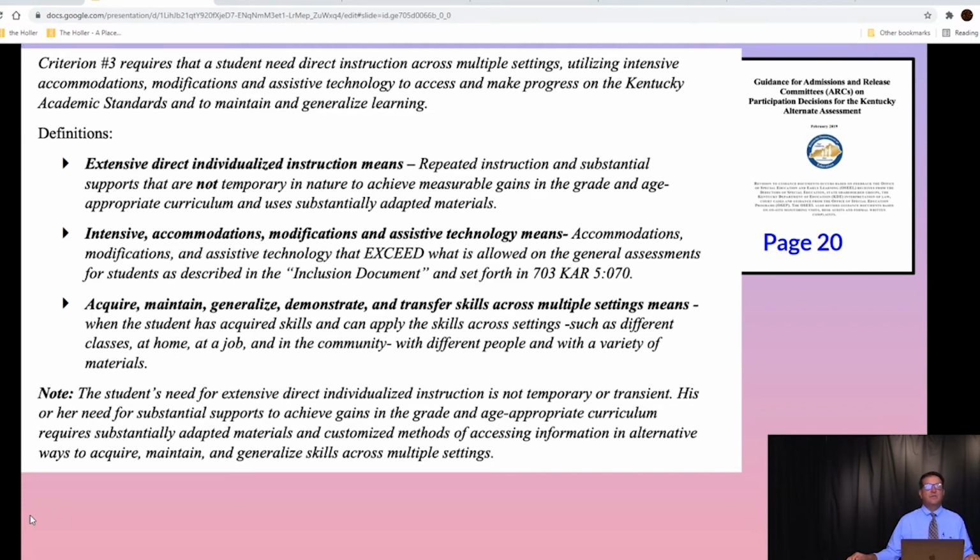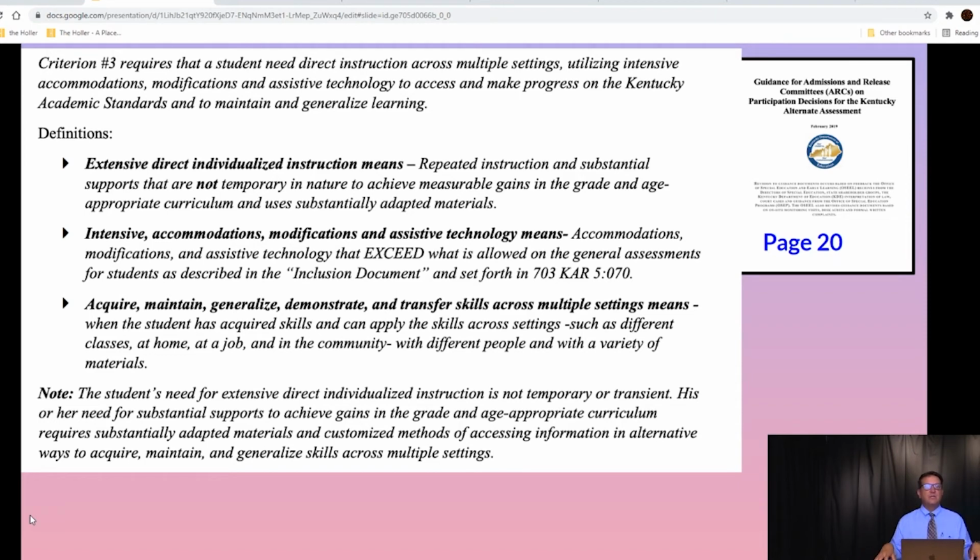Is there intensive accommodations, modifications, and assistive technology being used that exceed what's allowed on the inclusion document in the general assessments? Is there some evidence that the student acquires and maintains and generalizes and demonstrates transfer of skills across multiple settings? That means when the student has acquired skills and can apply those skills across settings, such as different classes, at home, at a job, and in the community. If they can't do those across those settings, then they're going to be a candidate. But you have to document that.